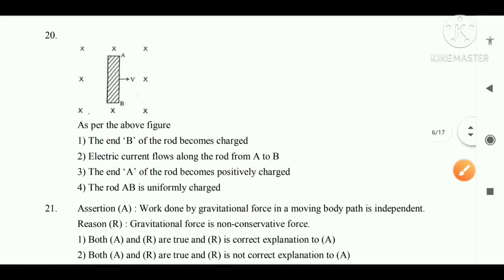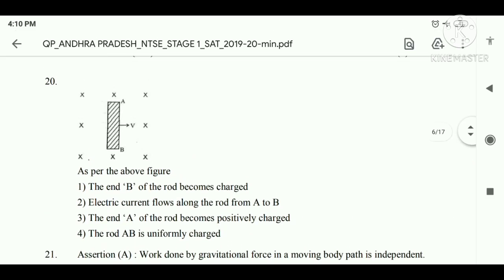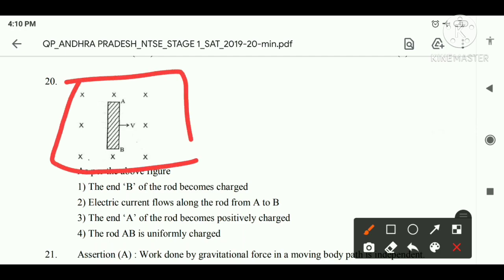Here it is. As per the above figure, this figure, here it is, this one. As per the above figure, the end B of the rod becomes charged. Option 2, electric current flows along the rod from A to B. Option 3, the end A of the rod becomes positively charged. Option 4, the rod AB is uniformly charged.